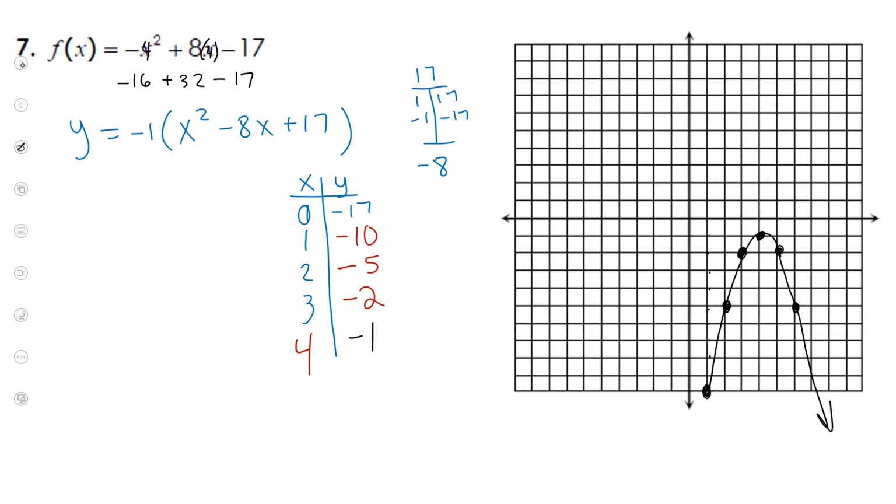And then for this one, did we have any solutions? No, so you would just put no solutions. We could still graph it, but there's just no x-intercepts. All right.